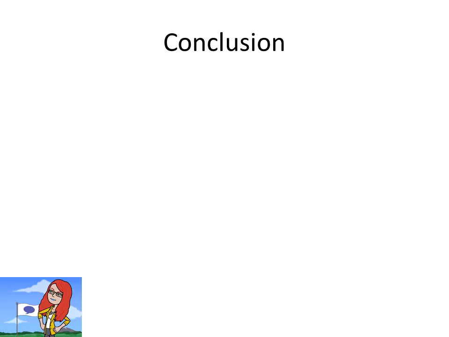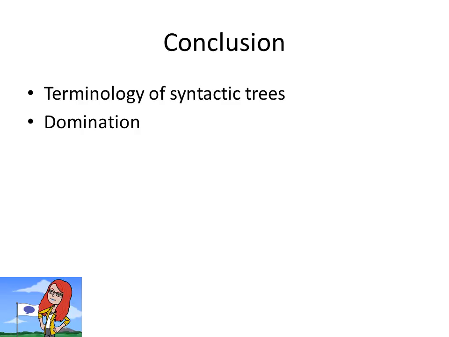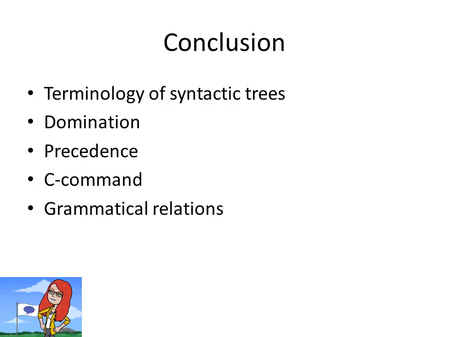To wrap everything up, we reviewed the terminology of syntactic trees. Domination, which is the vertical relations between nodes. Precedence, which is the horizontal relations between nodes. How to identify C command. And finally, how to identify the grammatical relations within a tree.